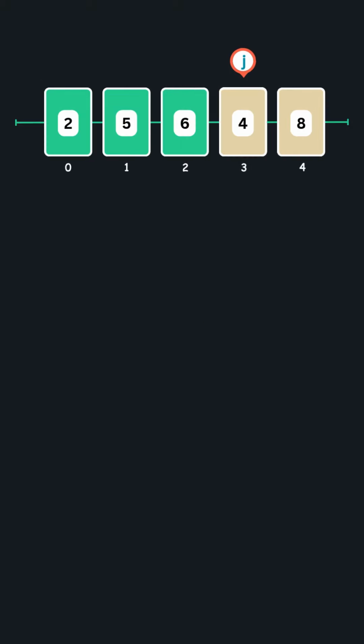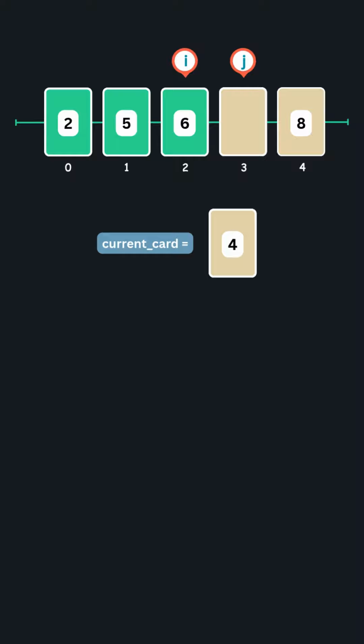Imagine we are in the middle of the insertion sort algorithm and pointer j is at index 3, pointing to the value 4. Everything to the left of j is already sorted. Our goal is to insert 4 into the correct position on the left side. We start by initializing a pointer i equal to j-1, so i points to 6. We make a copy of the value at index j and call it current card, as that's the value we're trying to insert.